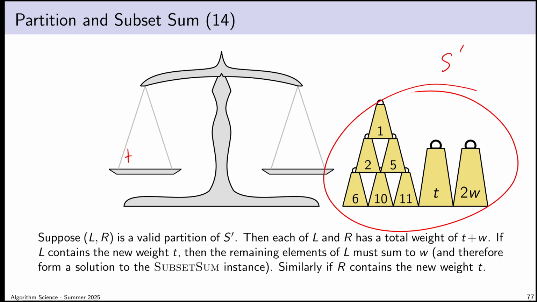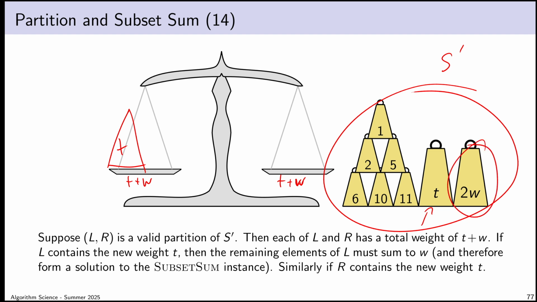That means that each side of the scale has t plus w units of weight. Actually, I'll write this underneath. So each side of the scale contains t plus w units of weight. Now, obviously, every weight has to be used, so this weight here has to appear on one side of the scale. Suppose, without loss of generality, that the weight t appears on the left-hand side of the scale.